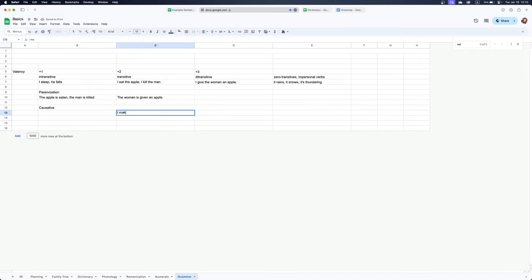But I make him fall. So notice how fall now has two arguments. One the object, one the subject. Or I made him kill her. So here we see an intransitive gaining valency and a transitive gaining valency. Yes, a passive sentence is usually used when you want to bring attention to the object itself or hide who did the action. And then causative is just showing I made them do this.